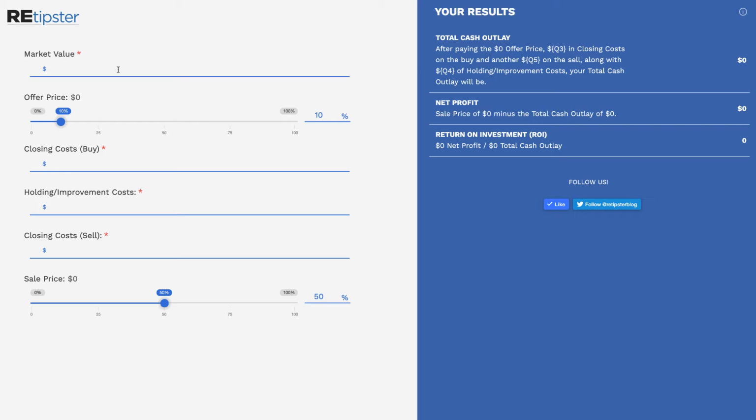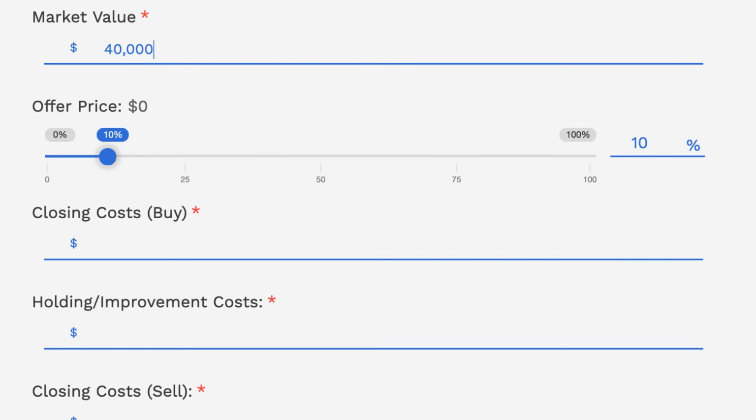In my case, I'm actually going to use a real life example of a property that I just bought. So this is a property that the sellers told me it was worth $80,000. In reality, though, after looking at a lot of the data, I think it would legitimately sell on the high end for probably about $40,000. So I'm going to put that in here.